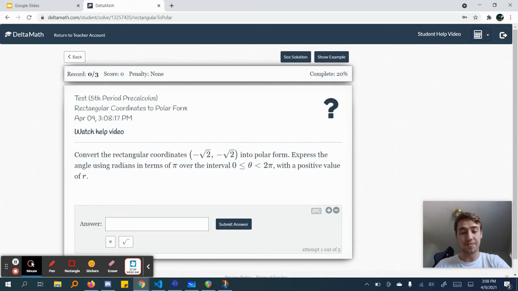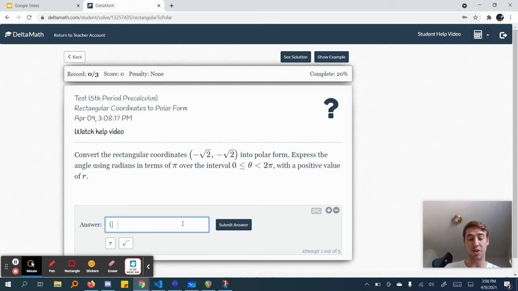Rectangular to polar. For this, you're going to need to use the Pythagorean theorem in order to get the magnitude. So you square them both, add them up, and then take the root. If we do that, we get 2 squared and 2 squared, which add up to 8. Take a radical and you get 2 root 2. That's what happens when you square these and add them.